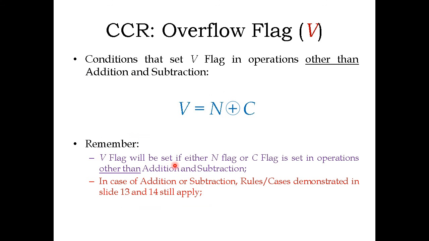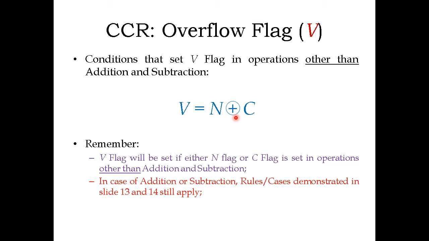Let me show you another condition which tells you how the V flag is affected when the operation is not an addition, not a subtraction. Because operation can be something else, right? It may not be an addition, it may not be a subtraction. Now if it is something other than addition and subtraction, we have a straight formula. Now the formula is N flag, exclusive OR, C flag.